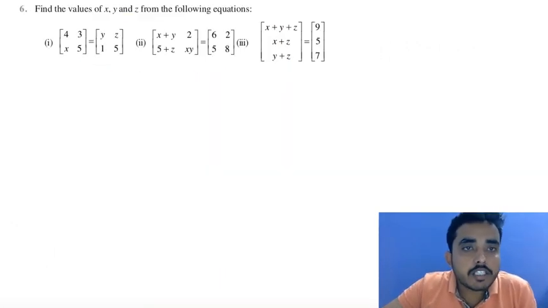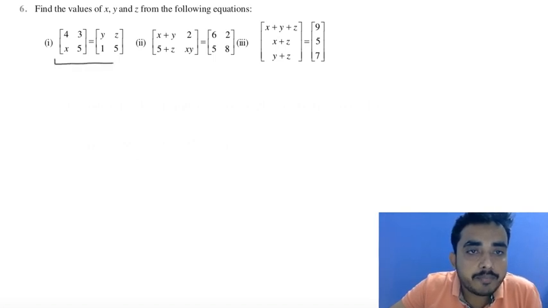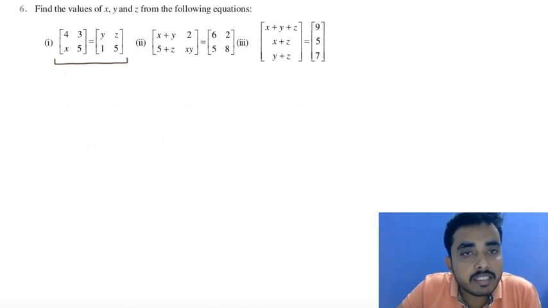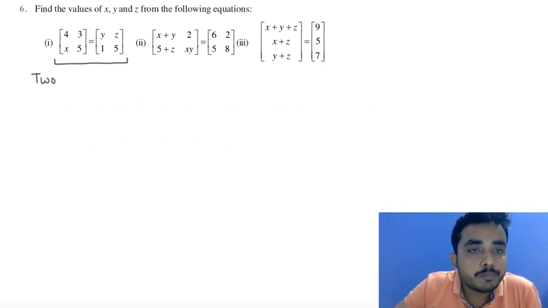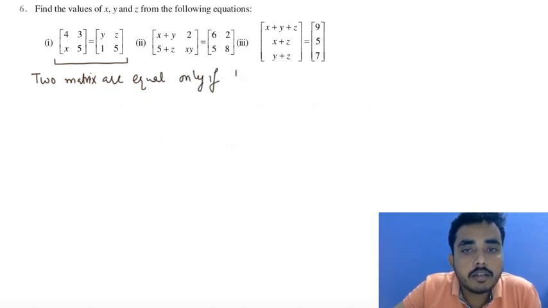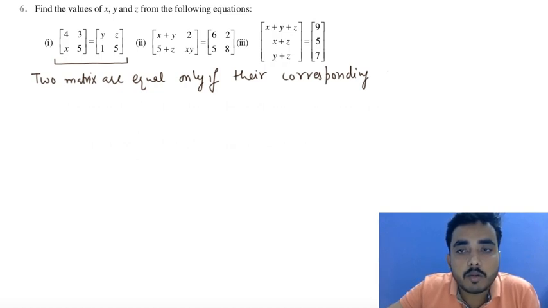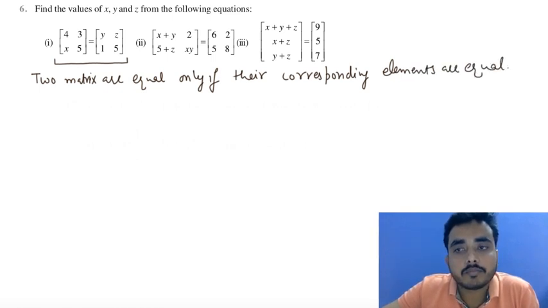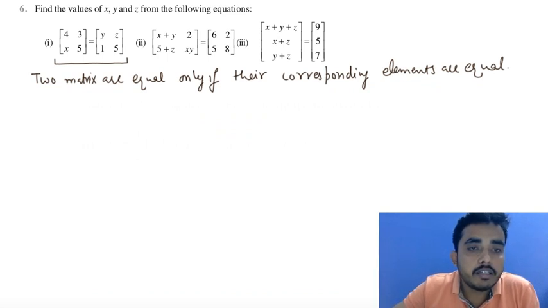So student, here is question number 6. Question number 6 है हमारी स्क्रीन पे, in which we are given this matrix is equals to this matrix, and we know दो मैट्रिक्स तभी इक्वल होते हैं जब उनके कोरस्पॉन्डिंग एलिमेंट्स इक्वल होते हैं. मीन्स टू मैट्रिक्स आर इक्वल only if their corresponding elements, उनके जो corresponding elements हैं, only if their corresponding elements are equal. अब इनके corresponding elements equal होने चाहिए, तो हम देखते हैं.